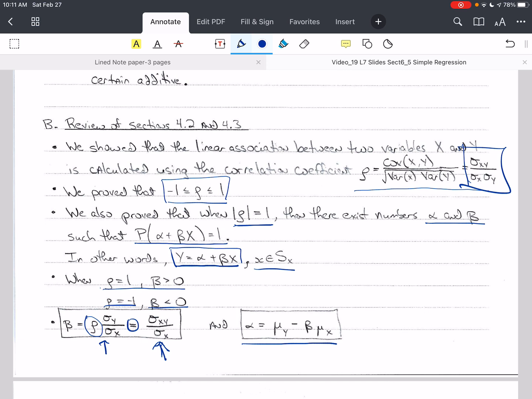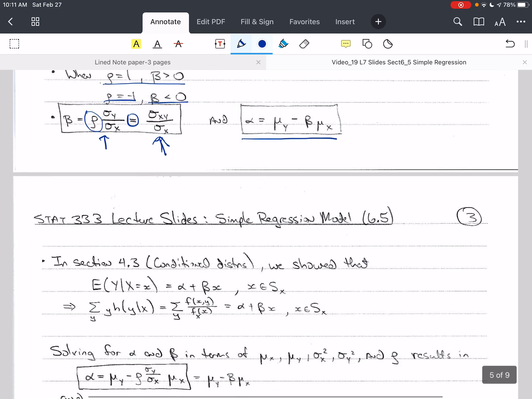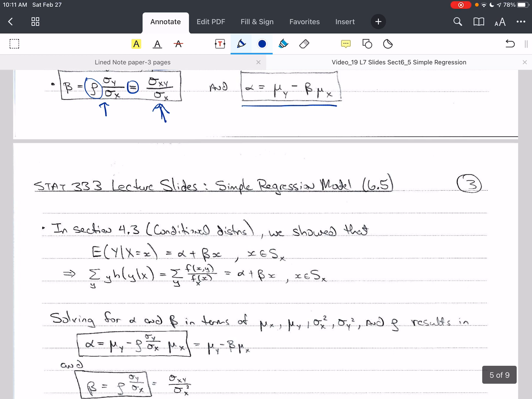Now again, this is when rho is equal to 1 and rho is equal to -1. This exists. So that's one way to approach this. But we're going to approach it differently.